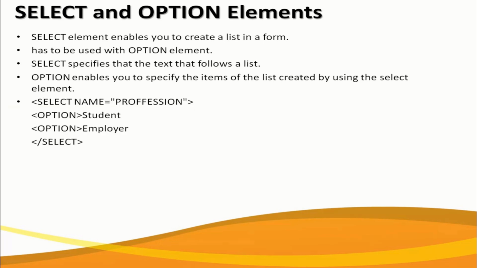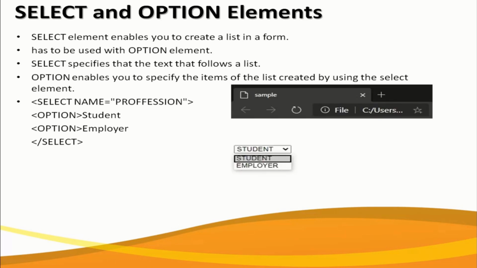Here we start the select tag followed by name attribute. Then option tag. Here we have two option tags. After the list is over, close the select tag. The code will display the following output. A drop-down list will appear. From here, you can select any one item.